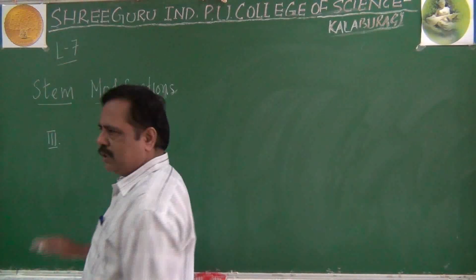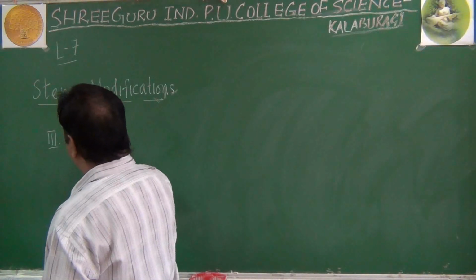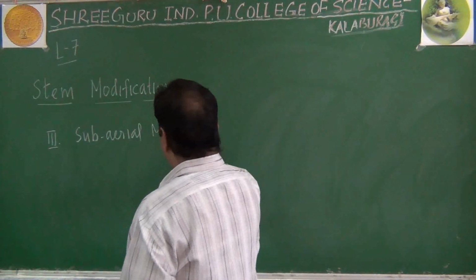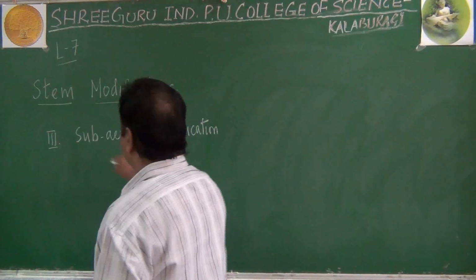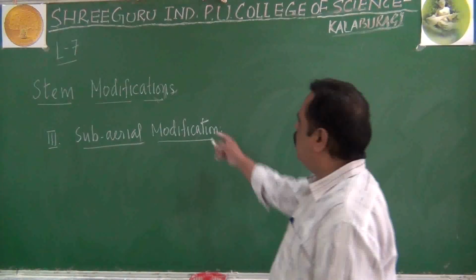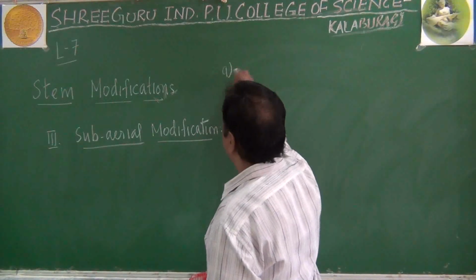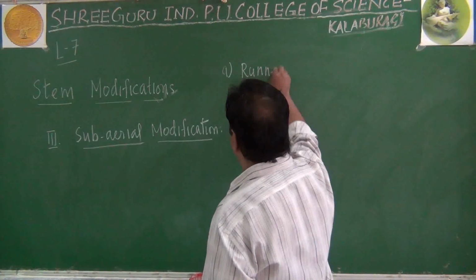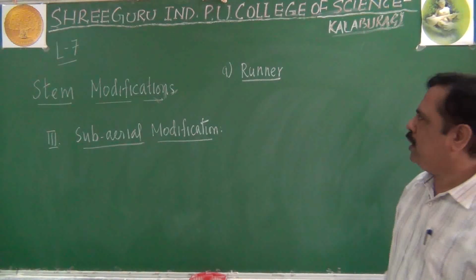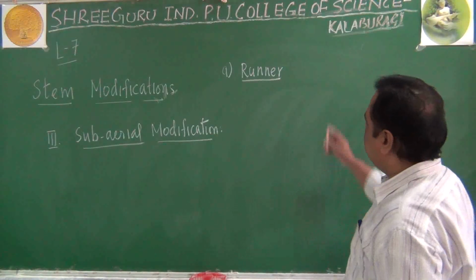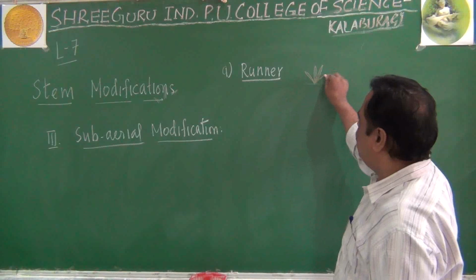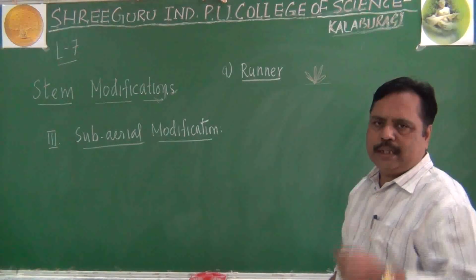The third type is known as subaerial modification, we can say here. In the third type also, we come across four categories. Four examples are there. What are they? The first one is known as runner. Runner type of stem modification. From the name itself, you can understand this point. Runner refers to a plant having the stem like this with leaves and all above the soil. Of course, stem is the ascending part.